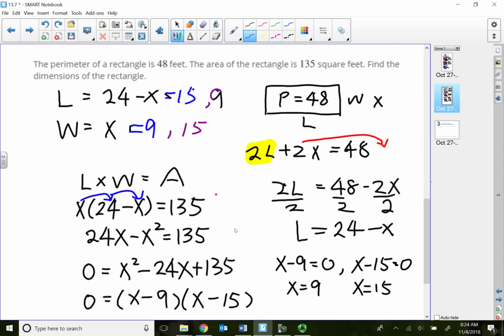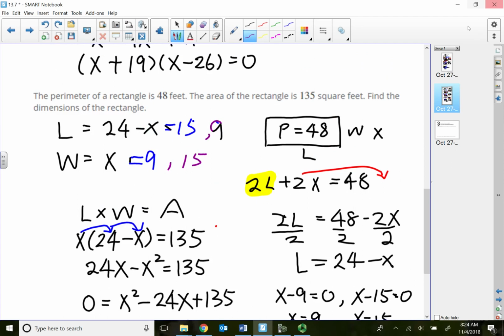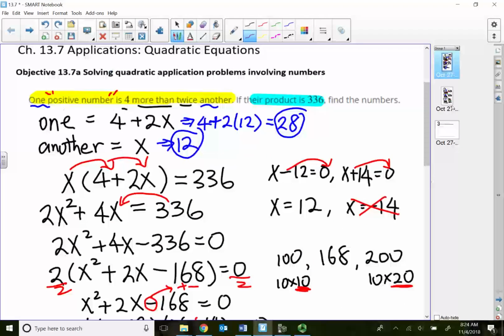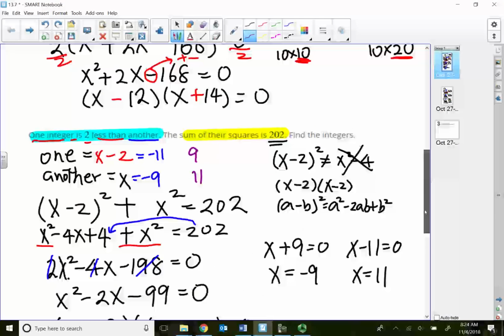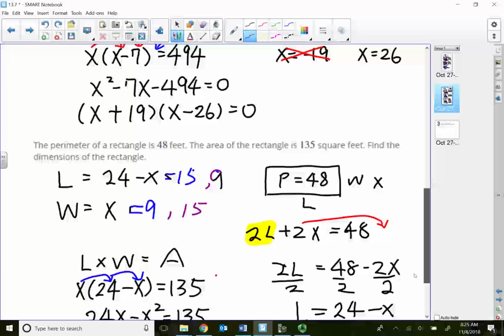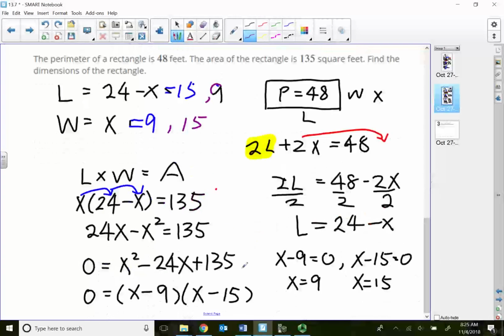This is not like other problems that we've done before where sometimes it says positive number, sometimes it does not. When it does not say positive integer, that means I have two sets of answers. But here I only really have one set, because it doesn't matter who is 9, length or width, the other answer got to still be 15 no matter what. So my length and width will just be 15 and 9.